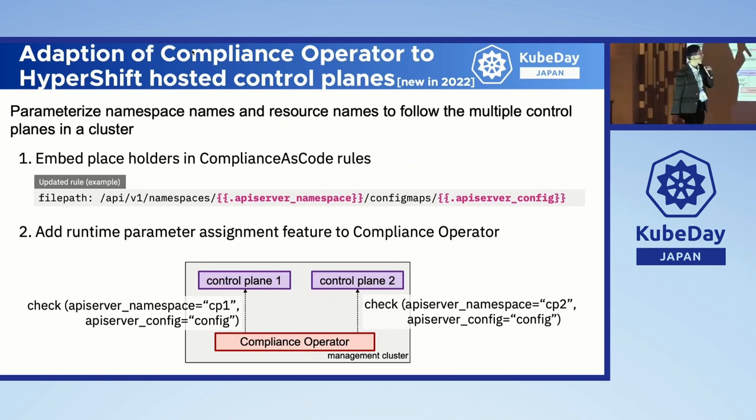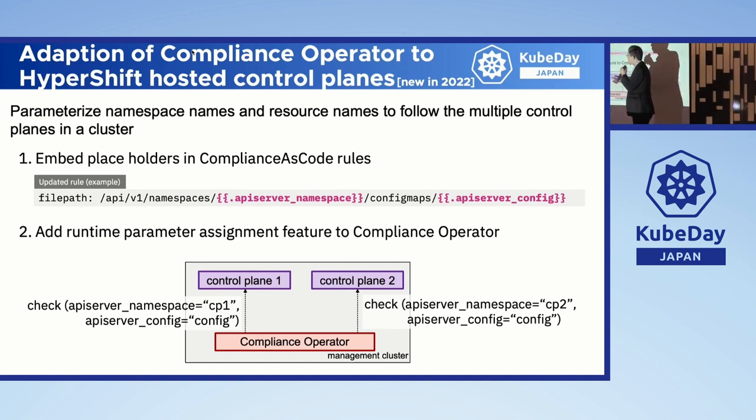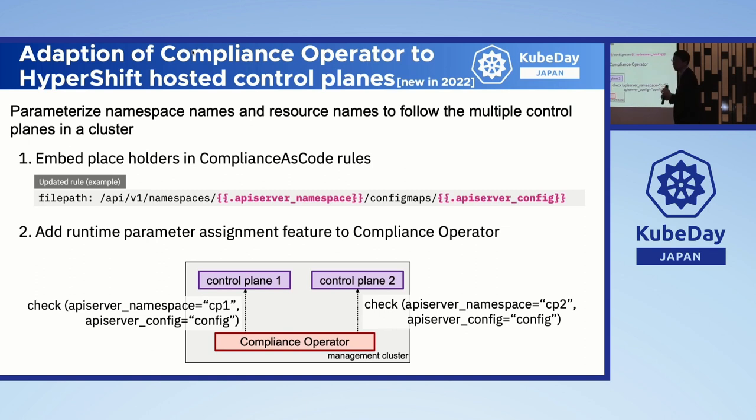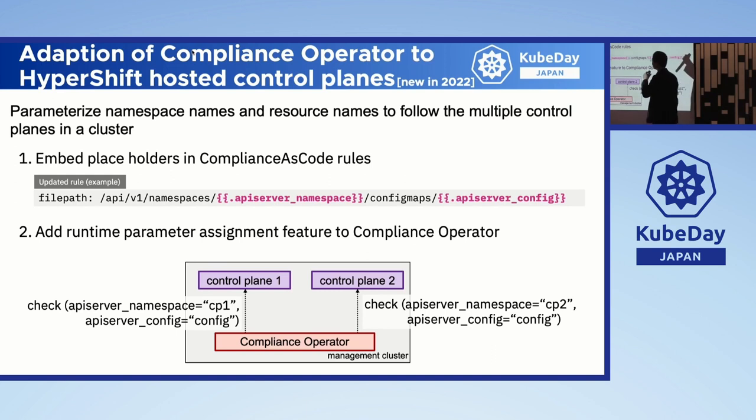Okay, this is how such a feature is achieved. Actually, this is what I contributed to the open community, the adoption of the compliance operator to HyperShift hosted control planes. So the most important thing is that each control plane is encapsulated. One control plane for one managed cluster is located in a single namespace. So if there are two control planes, there are two specific namespaces, one for each control plane. In the standard rules, the namespace name is hard-coded, but we need to replace it with placeholders like this, and some of the resource names are changed, and therefore we also need to replace them with placeholders in the compliance as code rules.